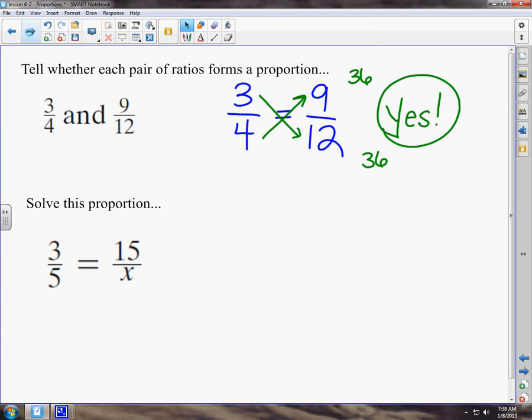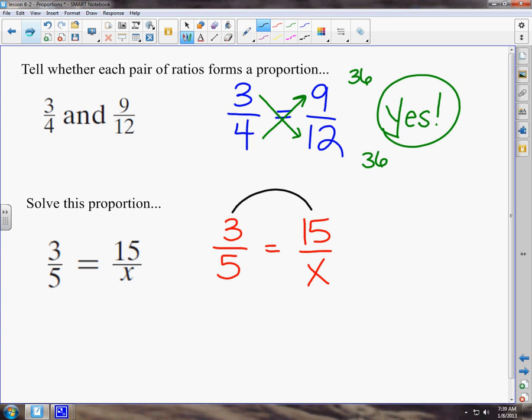So now this one just says solve this proportion. What you're going to do is you write your proportion, 3/5 equals 15 over x. Now this one's pretty simple. You can see to get from 3 to 15, I just times by 5. So my answer is going to be 25. However, they are not all that easy. We all know that it's easy at the beginning and then it just gets harder. So what they want you to do is do 3 times x.